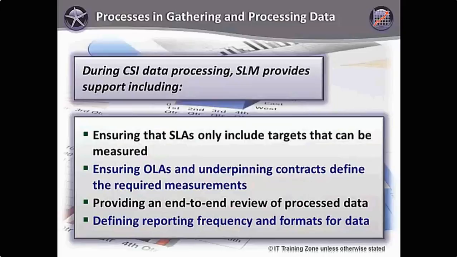During CSI data processing, service level management provides support in the areas you can see here. Ensuring that service level agreements only include targets that can be measured. Making sure operational level agreements and underpinning contracts define the required measurements. Providing an end-to-end review of process data. And defining reporting frequency and formats for data.